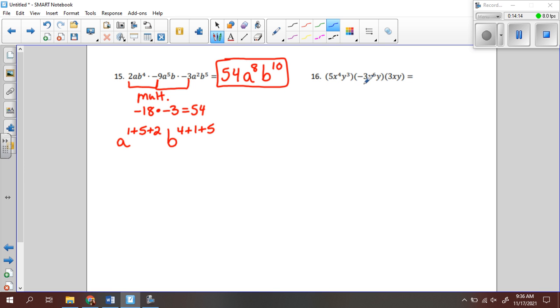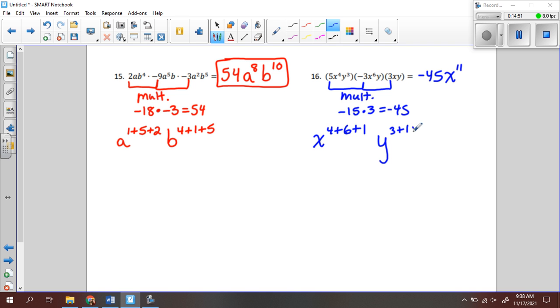All right, y'all try this one. Go for it. Try it out. Compare with a neighbor. All right, looks like most of y'all are done. So 5 times -3 times 3. That'd be negative. Okay, yeah, because it's -15 times 3. Yes, -45. Okay, what are you adding up for your x's? 4 plus 6 plus 1, so that's x to the what? 11th. Okay, and then what are you adding up for the y's? 3 plus 1 plus 1, so y to the 5th power.